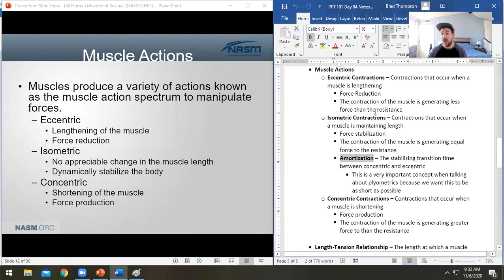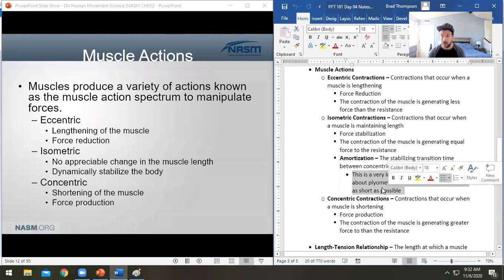Eugenia, we haven't talked about this yet, but just talking about exercise tempo, right? Guys, if you were doing a 202 tempo, right? That's 2 seconds eccentric, 2 seconds concentric with no isometric. That transfer between, that's your amortizing period. That's amortization, right? This is a really important concept when we start talking about jumping.